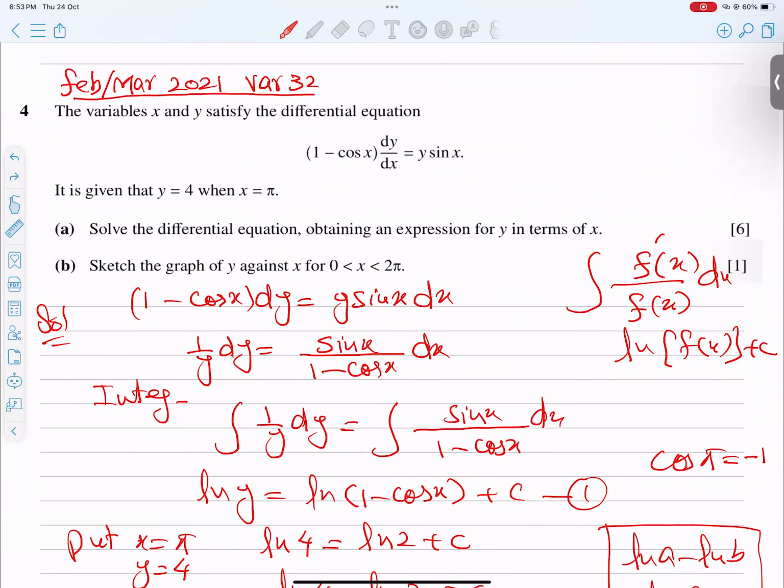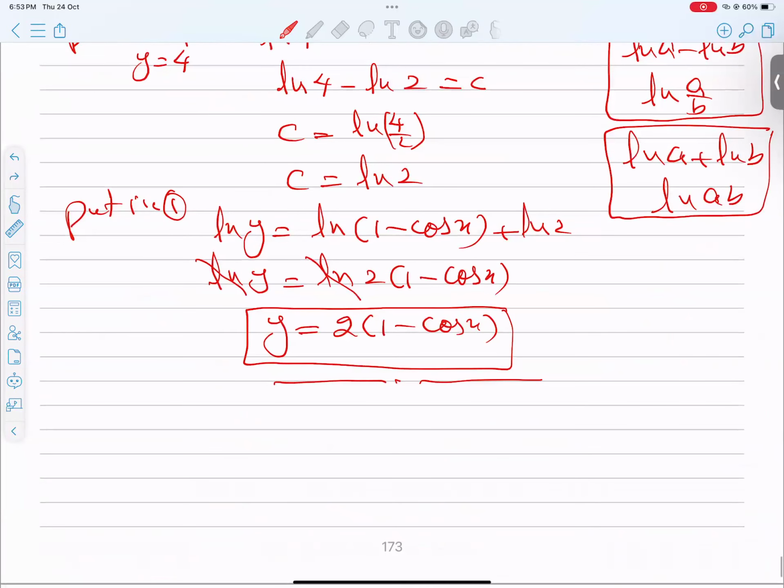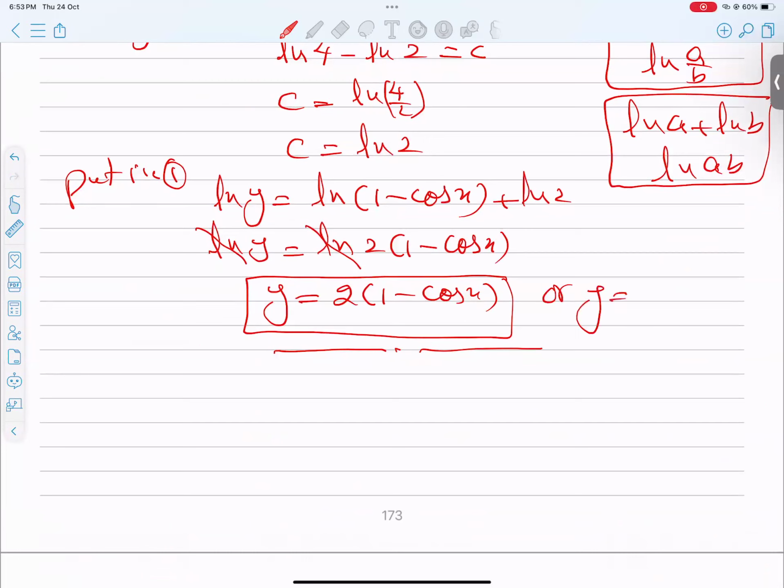Now, a 1 mark question: sketch the graph from 0 to 2 pi. And before I start, you must know you can multiply it out, or you can write y equal to 2 minus 2 cos x.